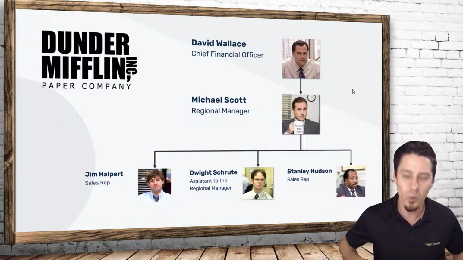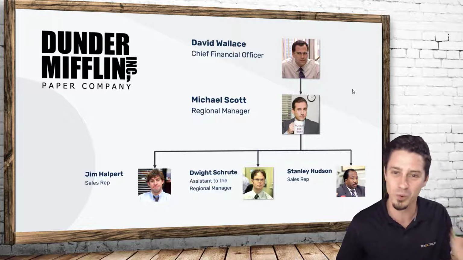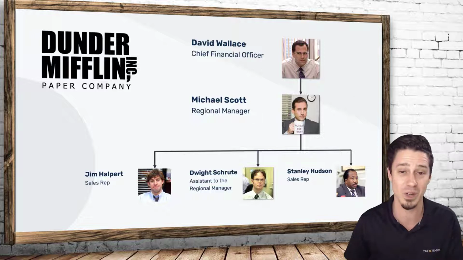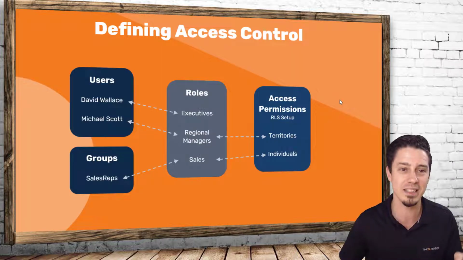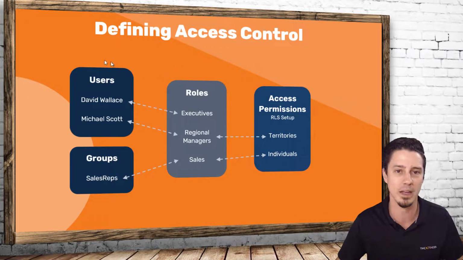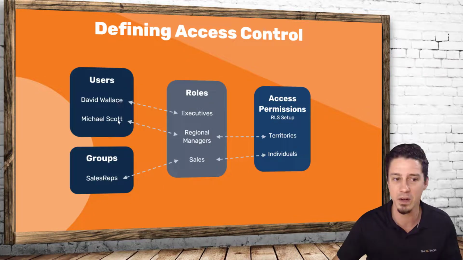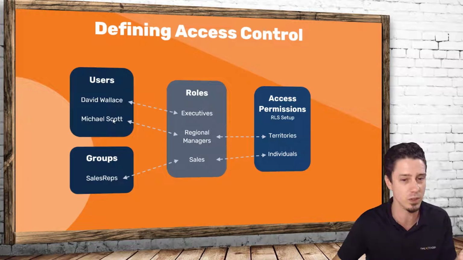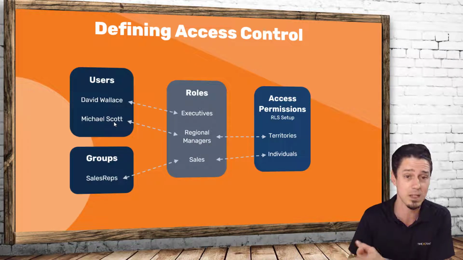So we're going to go ahead and look at identifying each of these different roles and how we can set up security for these different individuals. First of all, let's look at defining access control and how we would go about doing that. We can see here on the left-hand side, we have users, a couple different users here, David Wallace, Michael Scott. We are going to recognize these as individual users in our setup. We could include them in groups as well.